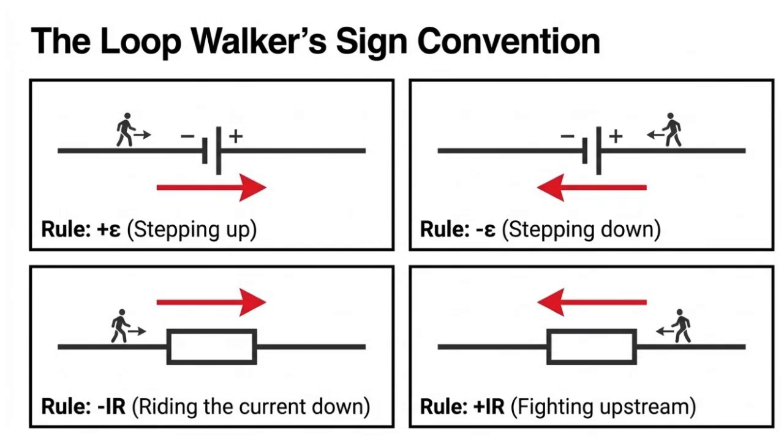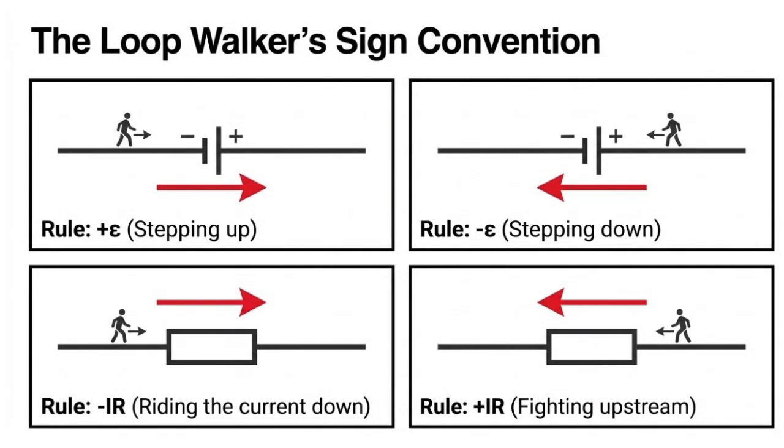To understand the loop walker's sign convention, imagine a person walking along a circuit. When the walker moves from the negative to the positive terminal of a battery, it's like stepping up, so we assign a positive voltage change. If the walker goes from positive to negative, they're stepping down, which means a negative voltage change.